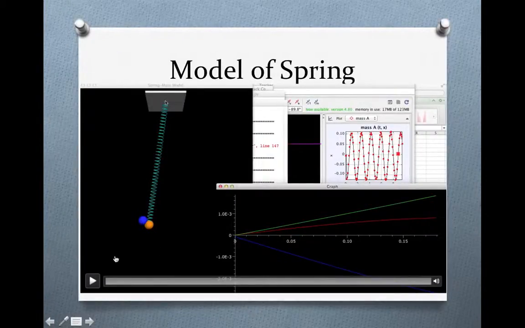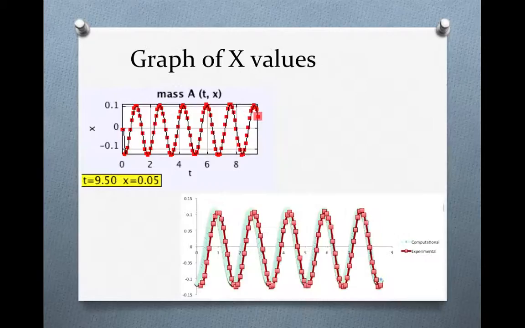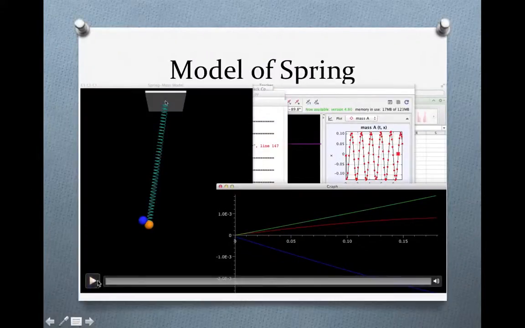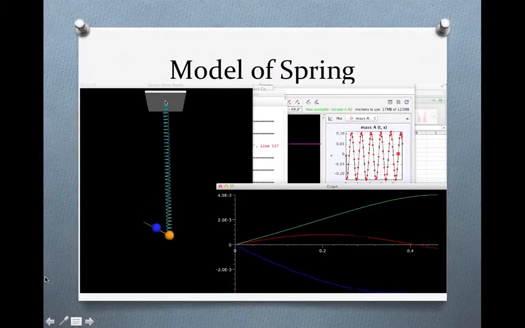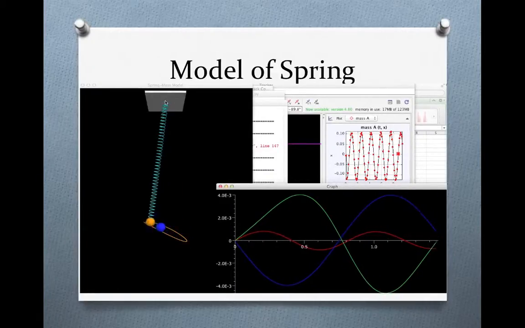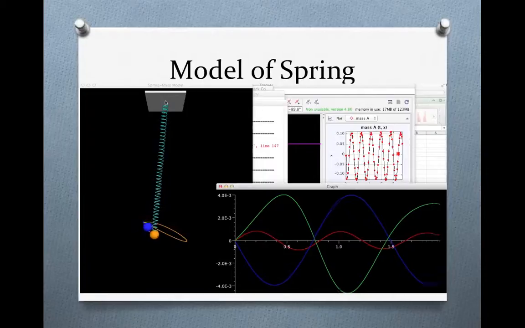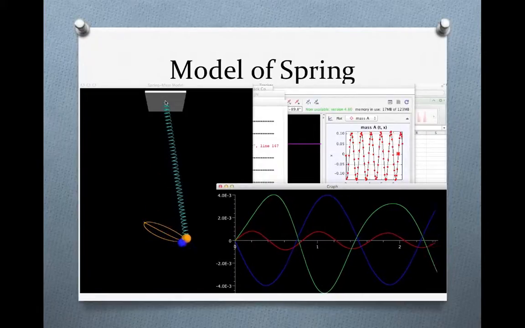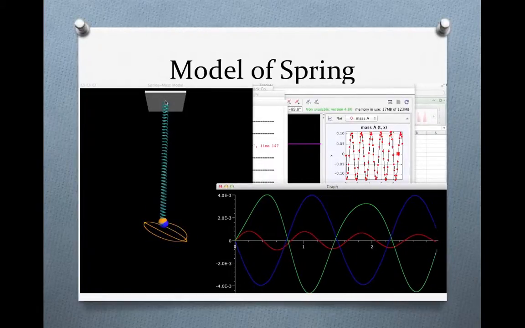This is a model of the spring, where the yellow ball represents the computational spring and the blue is the data inputted from the Tracker video. You can see how the blue ball lags a little bit behind the computational model. They follow the same path, just something is off with the timing of their movement.